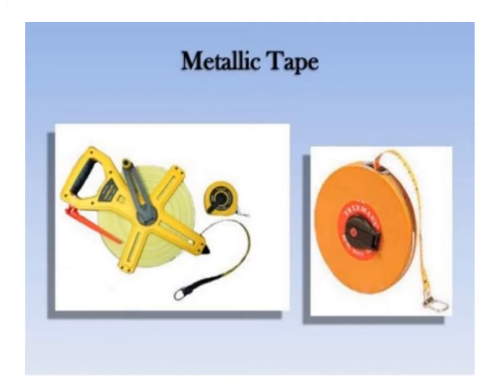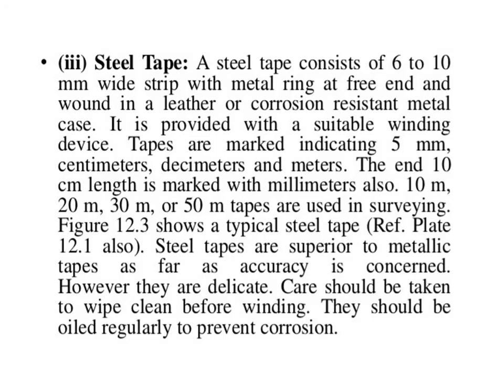This slide shows the image of metallic tape. The metallic tape may be 10 meter, 15 meter, 20 meter, even up to 100 meter. The next type is steel tape. It consists of 6 to 10 mm wide strip with metal rings at free end and wound in a leather or corrosion resistant metal case. It is provided with a suitable winding device.